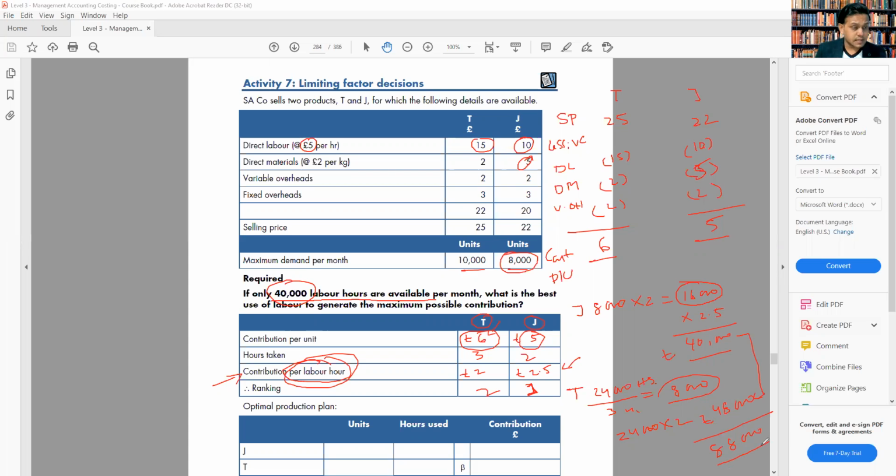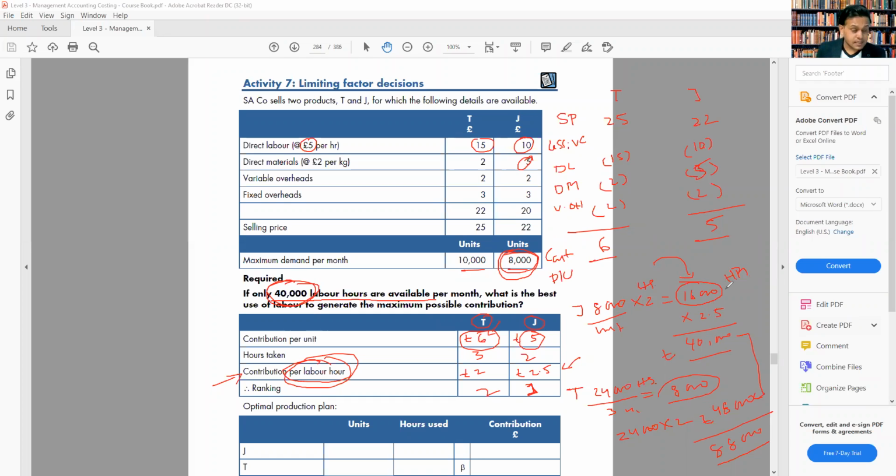Of course, we can discuss again, Joseph. So let's talk about that. We have a total of 40,000 hours, and we need to use all of this to make J and T. For J, we are going to fulfill all the demand of 8,000 units, because J gives us more contribution. For 8,000 units, per unit we need 2 hours, so we need 16,000 hours.